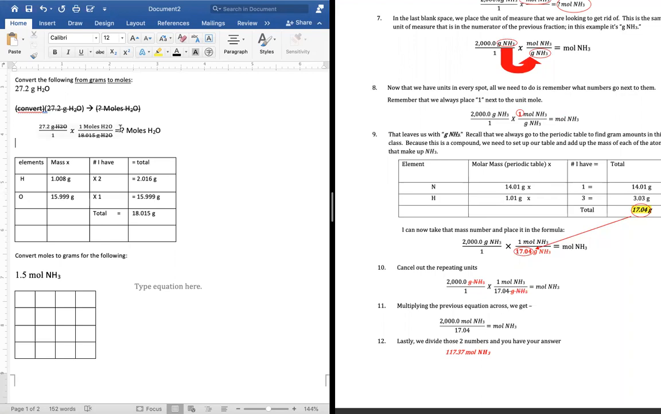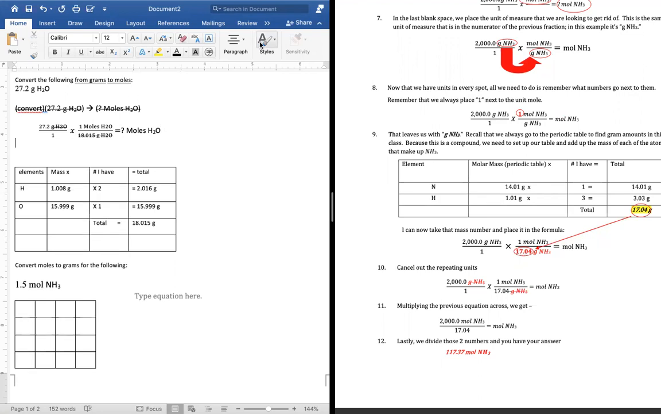So now all I have to do is multiply across and then divide. So I'm going to come here and multiply across. So 27.2, and notice we canceled these out. This number doesn't cancel out. So we cancel these 2 units out because we see them twice, grams and grams. So 27.2 times 1 mole of H2O is 27.2 moles of H2O, and that's going to be on the top.